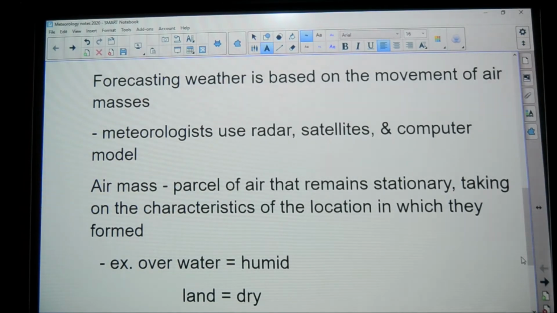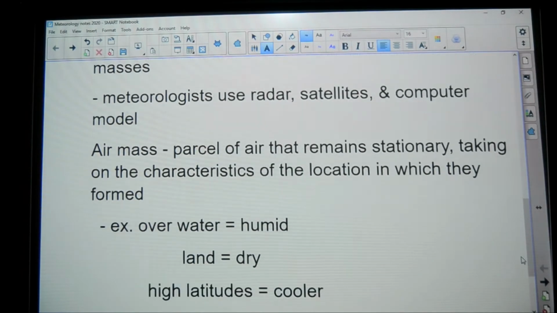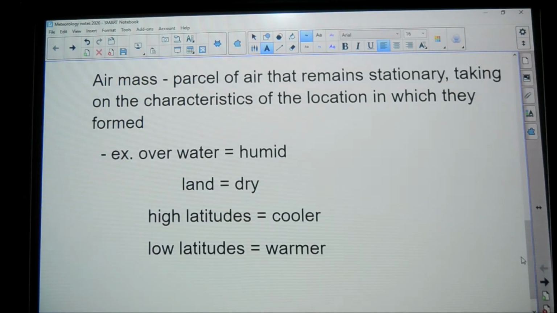All right, what is an air mass? An air mass is a parcel of air that remains stationary. Parcel means a slice or a piece of air that's staying stationary. That air is going to take on the characteristics of where it's forming. If it's forming over water, it's going to be humid. If it's forming over land, it will be dry. Higher latitudes, towards the poles, cooler temperatures. Lower latitudes, towards the equator, warmer.